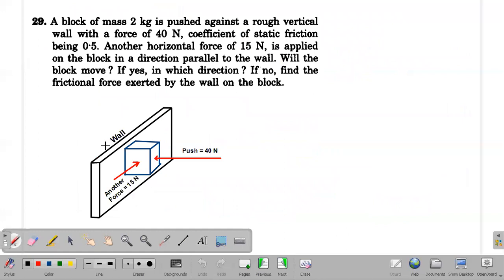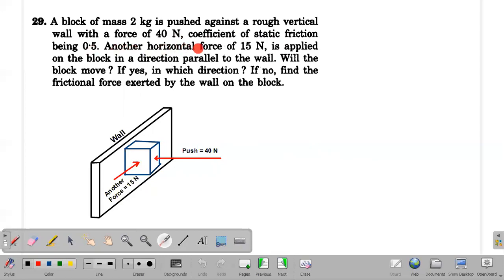This is again the problem number 25. Again, problem 25 from the same chapter, H.C. Verma sir, friction chapter. In this question, this figure was not given. The figure I have drawn for you. It says that a block of mass 2 kg is pushed against a rough vertical wall with a force of 40 Newton. Notice that the wall is vertical, it has friction, and it is pushed by the force of 40 Newton. Coefficient of friction is given.